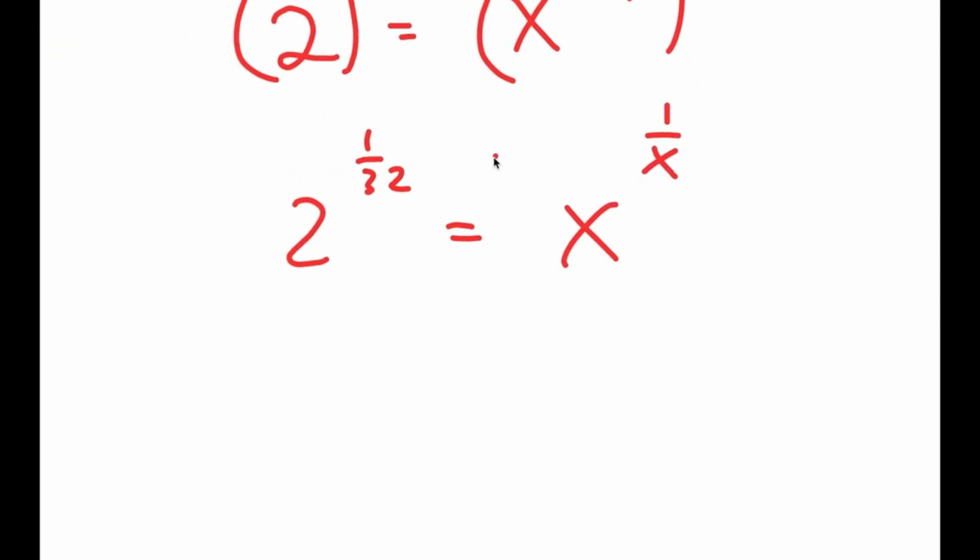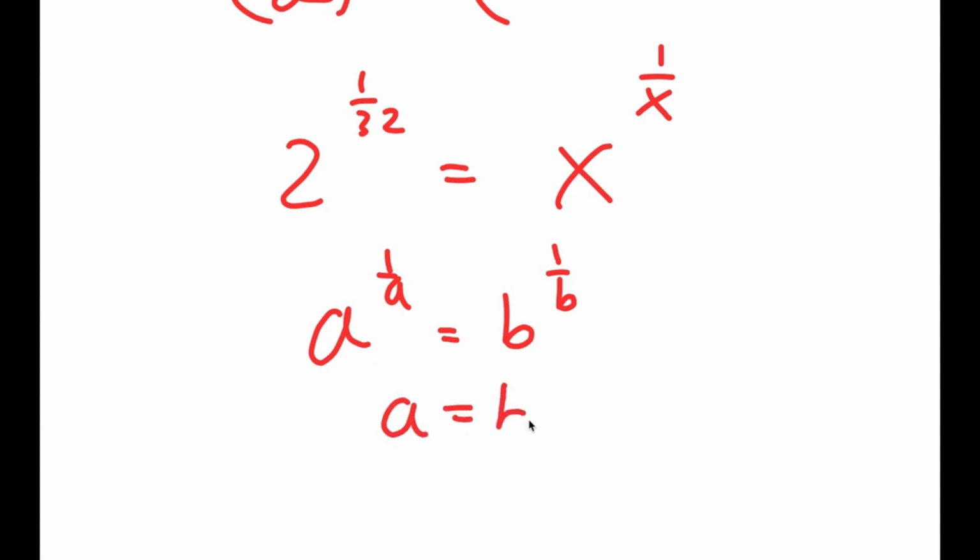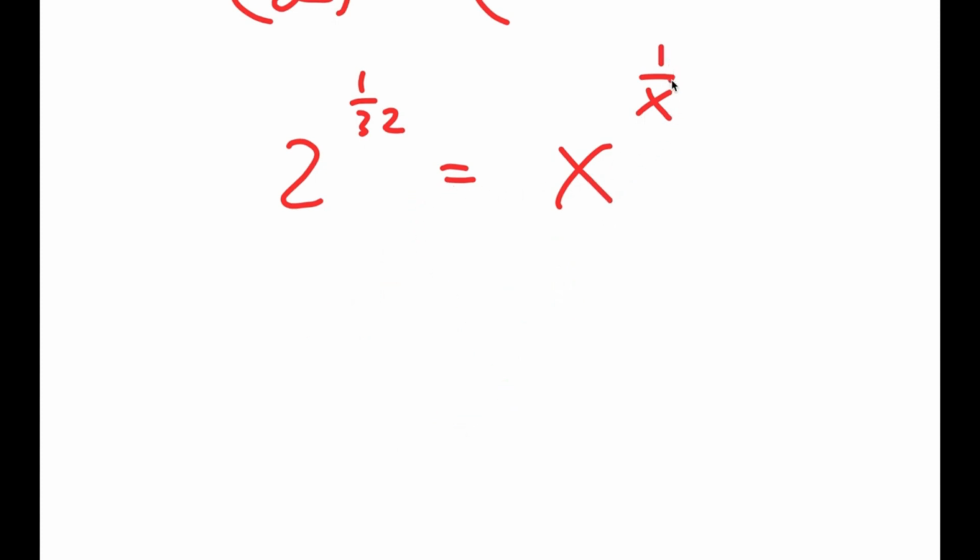And now, we want to simplify this because our end goal is to make this in the form a to the power of 1 over a is equal to b to the power of 1 over b. In that case, if it's in that form, that means a is equal to b. So we already have x to the power of 1 over x over here. We just need to make the left-hand side be in the form a to the power of 1 over a, meaning this number here has to equal this number. So we need to find a way to make that.